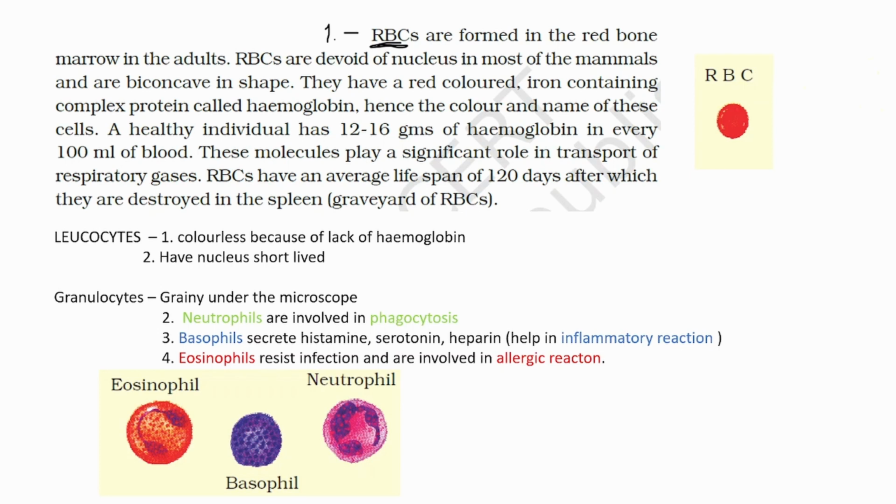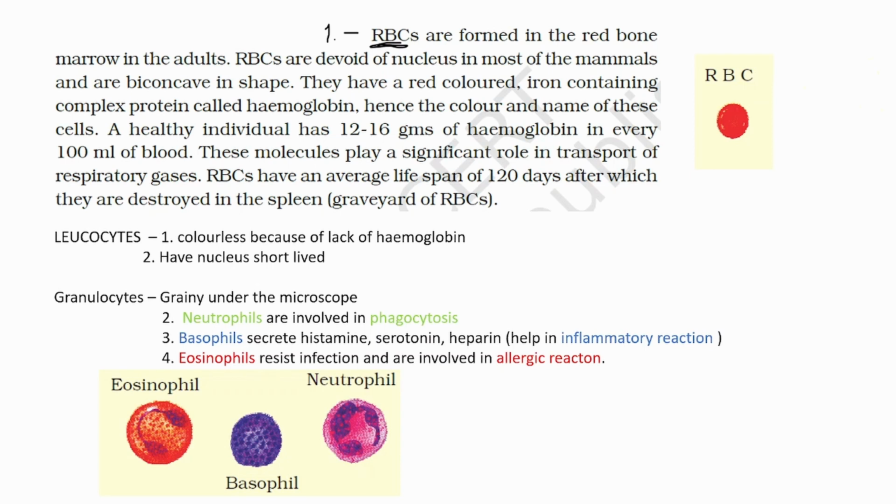Next, we have basophils, which are present in the least amount, as you must have remembered. They help in inflammatory reaction. They release histamine, serotonin, and heparin. They help in inflammatory reaction. And then we have eosinophils, which help in allergic reaction, and they resist infection.